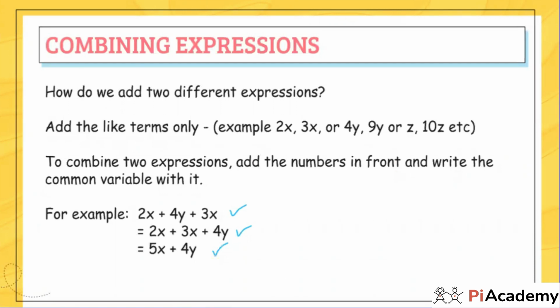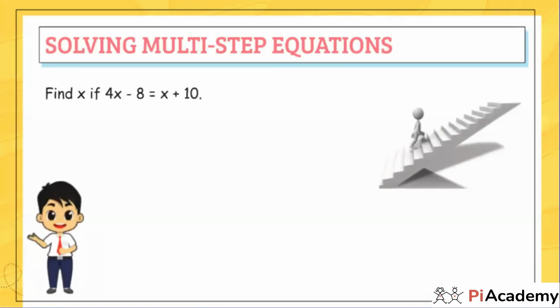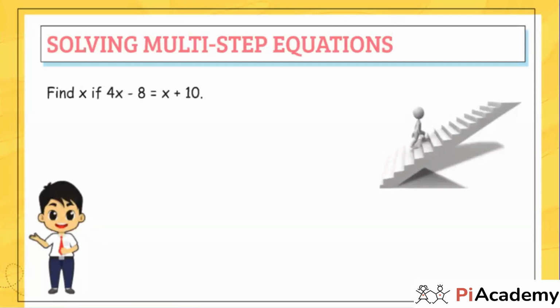And this is what we have next: solving multi-step equations. Up to now we have seen one-step and two-step equations, but in this you have more than two steps. The first question I'm going to solve here, and you all can observe. If you find it very easy, that's good, but if not, you can focus here. 4x minus 8 equals x plus 10. Our ultimate goal is to get the variable on the left hand side and the number on the right hand side.